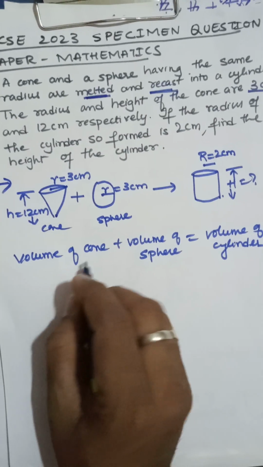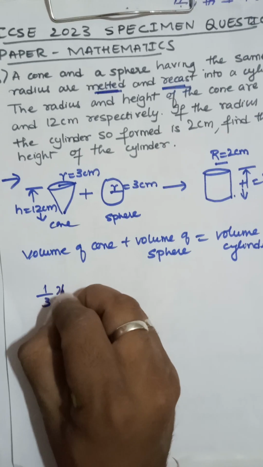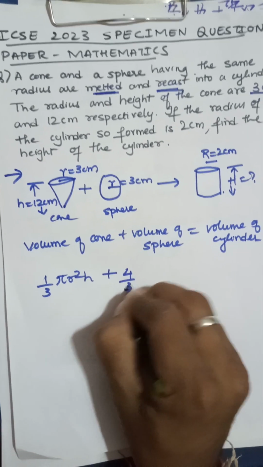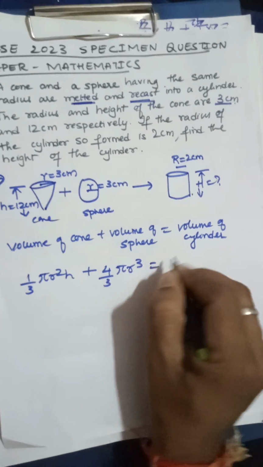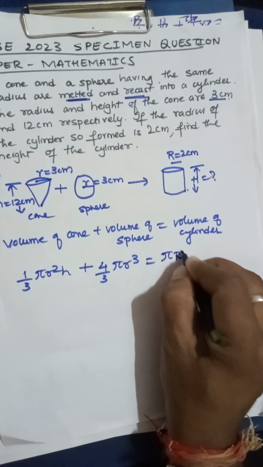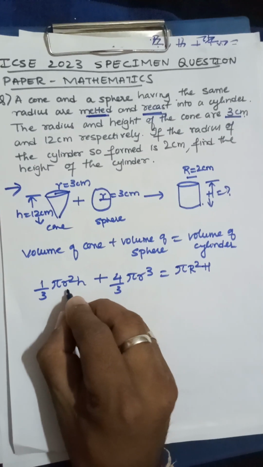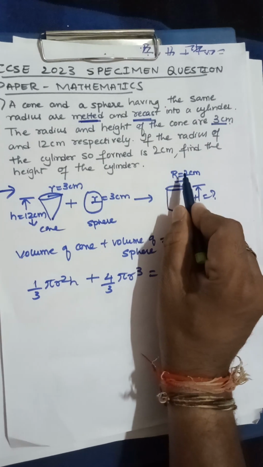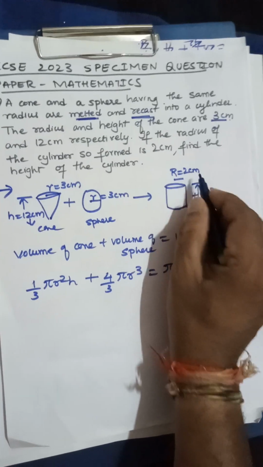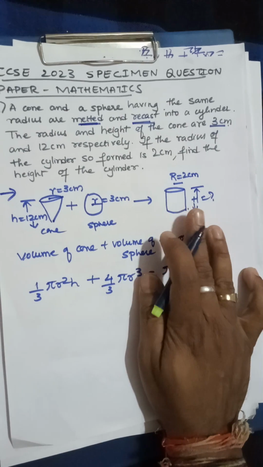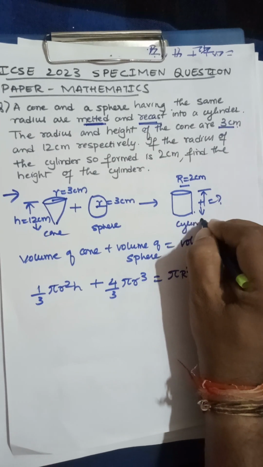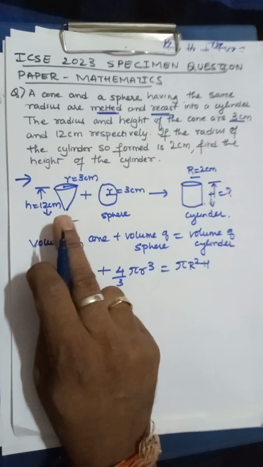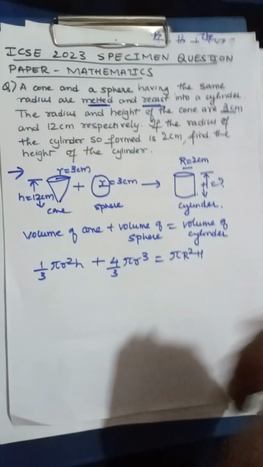Now the formula to calculate volume of cone is 1 by 3 pi r square h. The formula to calculate volume of sphere is 4 by 3 pi r cubed. Volume of cylinder has the formula pi R square H. Remember, this capital R is different from this small r. As you can see in the figure, I have used capital letter R to represent the radius of the cylinder. Be careful, and the height of the cylinder is different from the height of the cone as well.